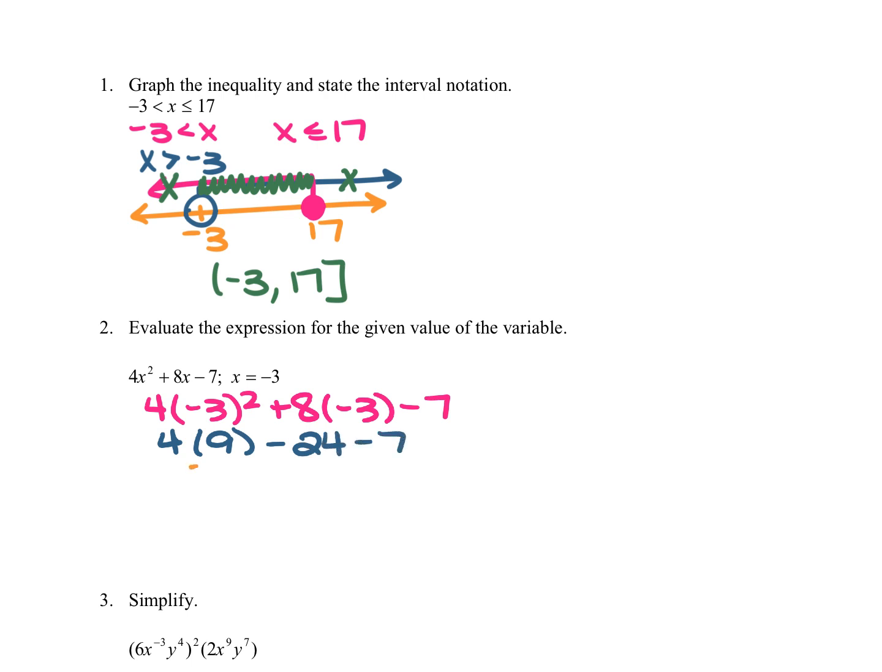Your 4 times 9 is 36. Minus 24 gives us 12. 12 minus 7 is 5.